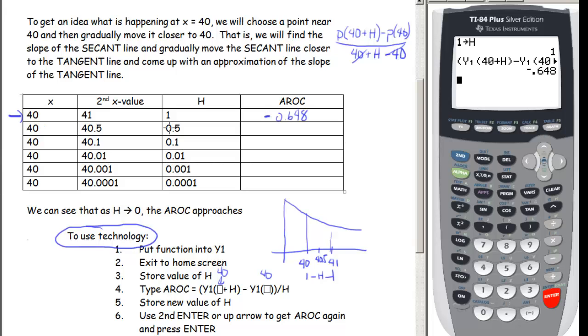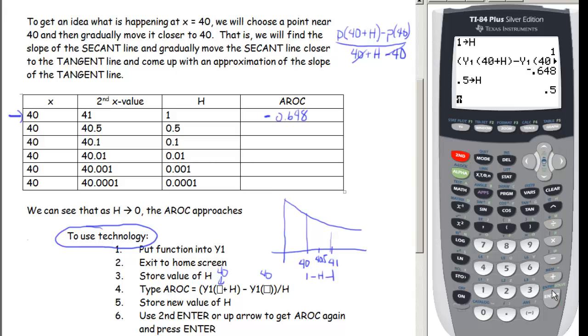To do this next one, the only thing that's different is this value of h. So we're going to store a new value for h. We're going to go 0.5, store H, enter. I need to do this calculation of the average rate of change over again, but I don't have to do anything to actually compute it.